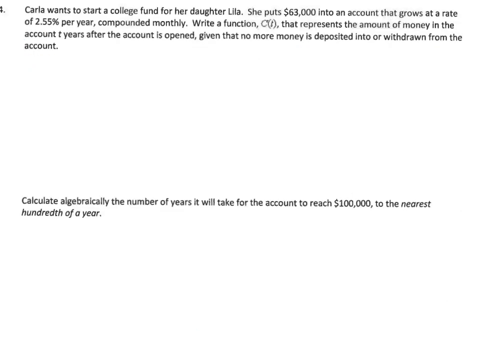34. Carla wants to start a college fund for her daughter, Leela. She puts $63,000 into an account that grows at a rate of 2.55% per year compounded monthly. Okay, I'm going to stop right there. Because we see this compounded monthly, we know we're going to need to use our compound interest formula. Now, okay, so this is our compound interest formula, and we're just going to need to adjust it to fit the variables used in the problem.